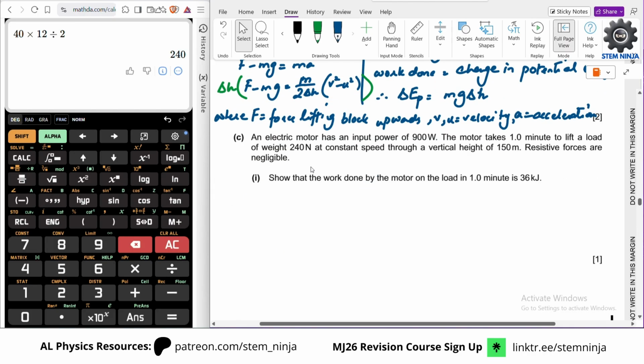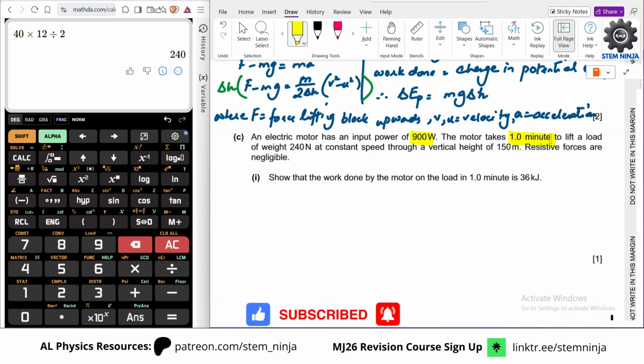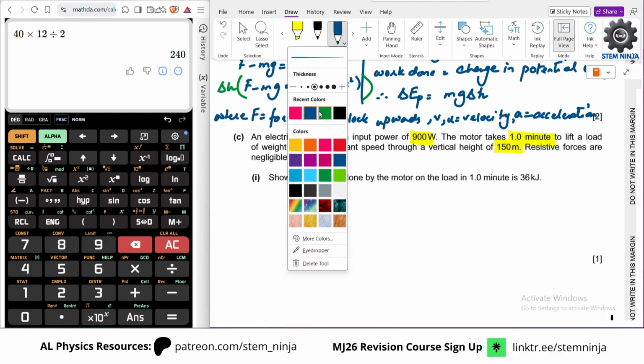etc. Right, okay. Electric motor has an input power of 900 watt. The motor takes 1 minute to lift a load of 240 Newton at a constant speed through a vertical height of 150 meters. Resistive forces are negligible. Show that the work done by the motor on the load is 36 kilojoules.